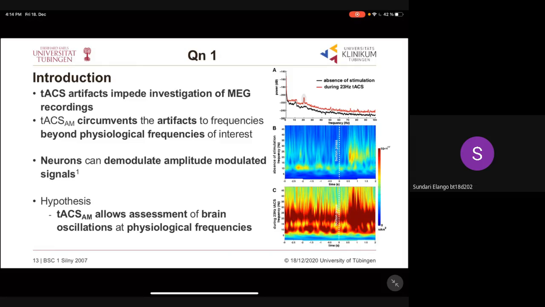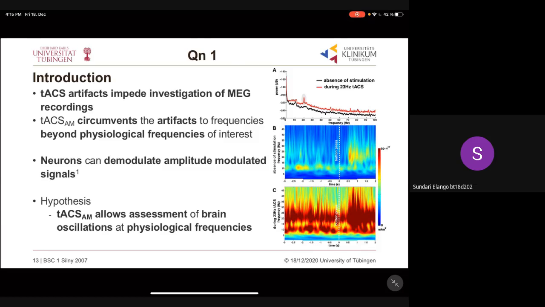People were performing a voluntary button press task in this study, and you can see that after the button press, around 0.5 seconds to 1 second, there is an increase in beta frequencies, which is in the range of 15 to 25 hertz. But when we do this during stimulation, the whole spectrum is shifted, and it's impossible to estimate how much of the increase in beta activity is actually physiological.